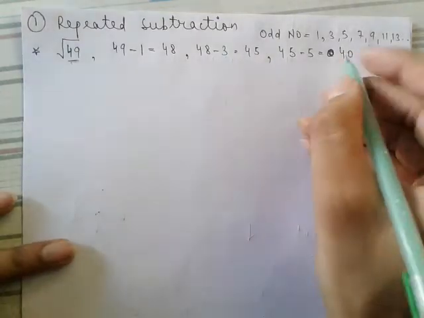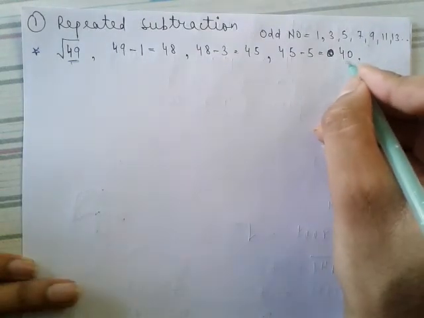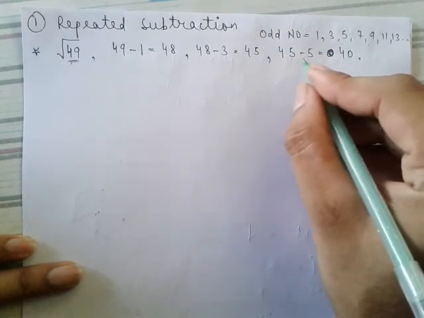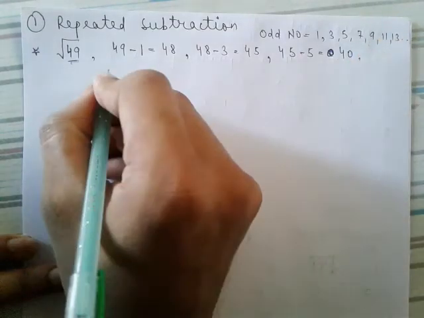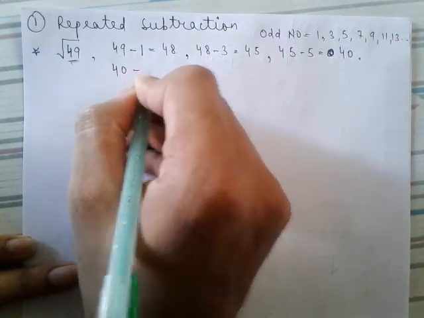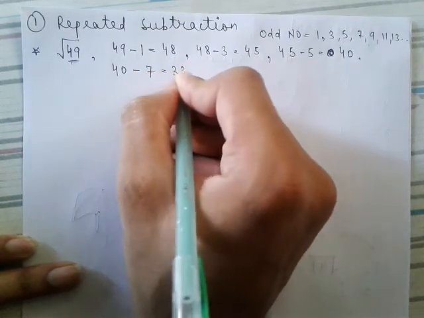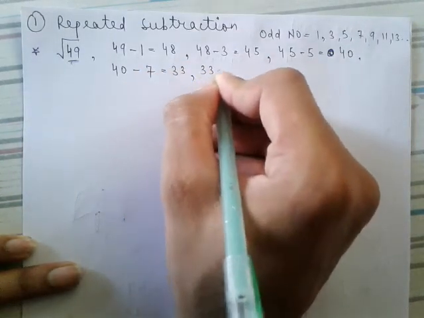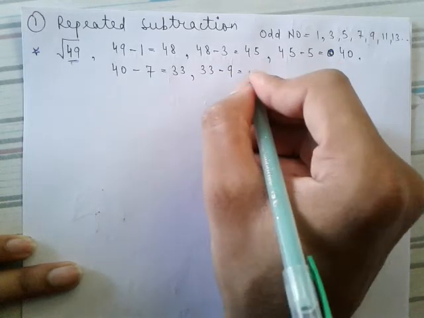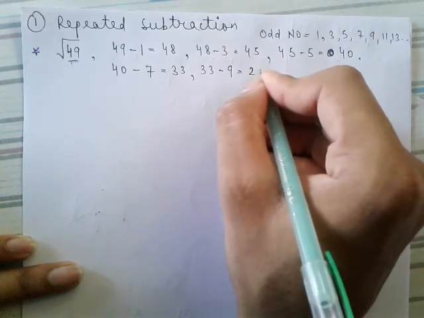Okay, so then next one is आप 40 आपके पास में आ गया, 45 minus 5 आपने किया, 40 मिला. Then you have to subtract it again. 40 minus next odd number is 7. So 40 minus 7 will give you 33. Then the next odd number is 33 minus 9, which is equals to 24.